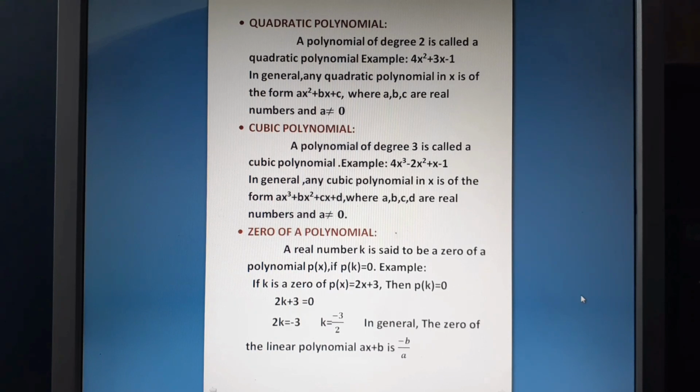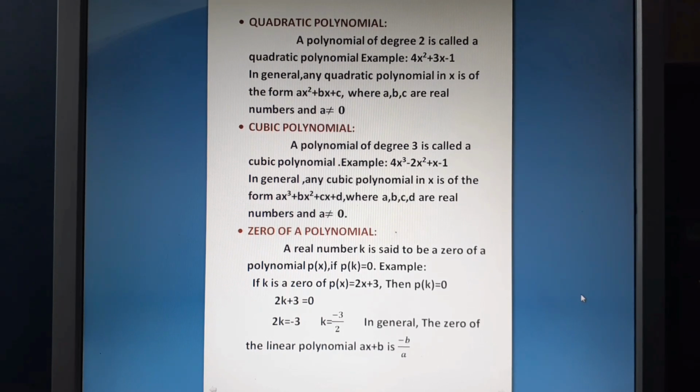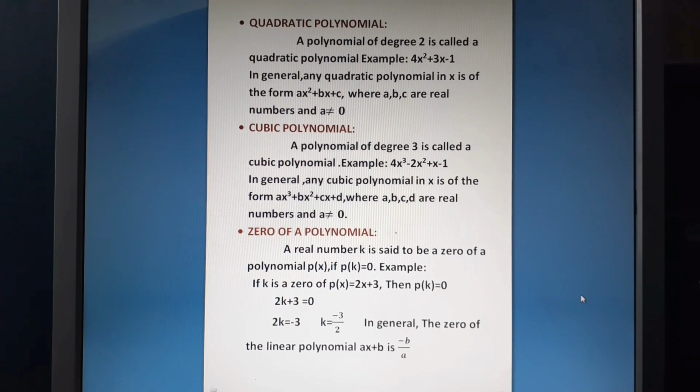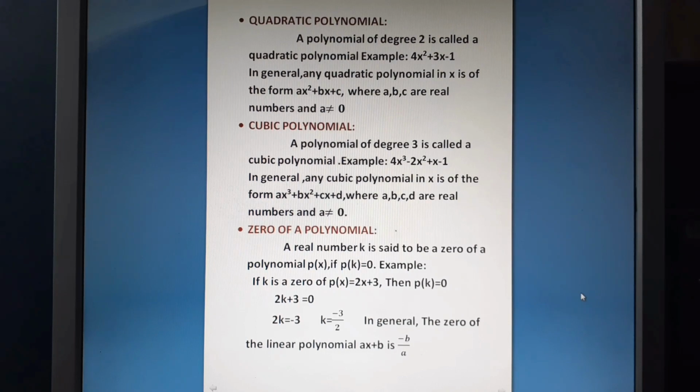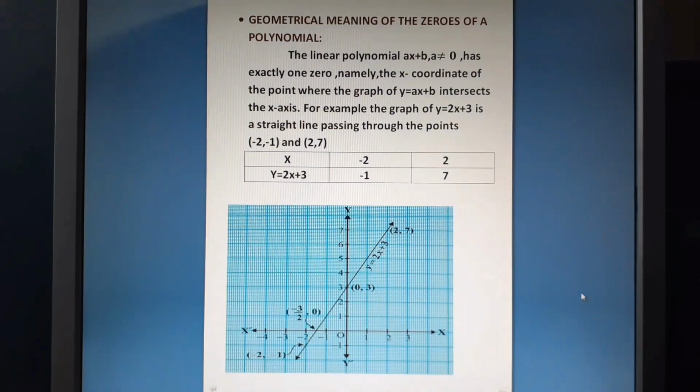Here p of k is 2k plus 3. 2k plus 3 is equal to 0. 2k is equal to minus 3. Now k is equal to minus 3 by 2. In general, the zero of the linear polynomial ax plus b is minus b by a.